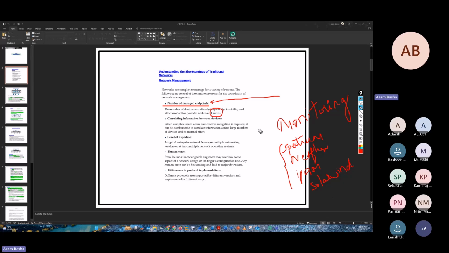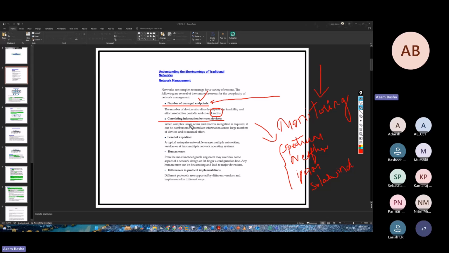Okay. The reason why we are using all these monitoring tools is to make our life easy with the traditional networks, because traditional networks do not come with any predefined feature. So this monitoring tool is an addition to our traditional network to make our life easy with the endpoints, to make our life easy with correlating the information between the devices.